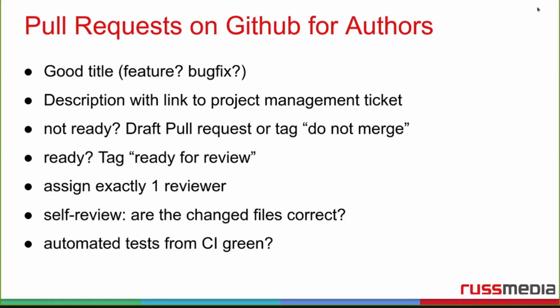Pull requests can have different states. So when a pull request is not ready, then it should be a draft pull request, or it should have some special tag. Before GitHub had draft pull requests, we used the tag "do not merge". Then it was pretty clear that this is a work in progress pull request and not ready yet.